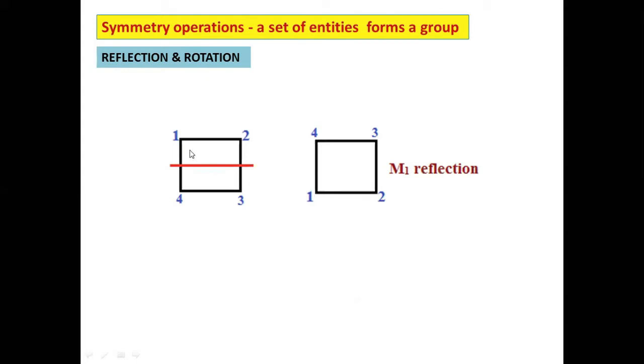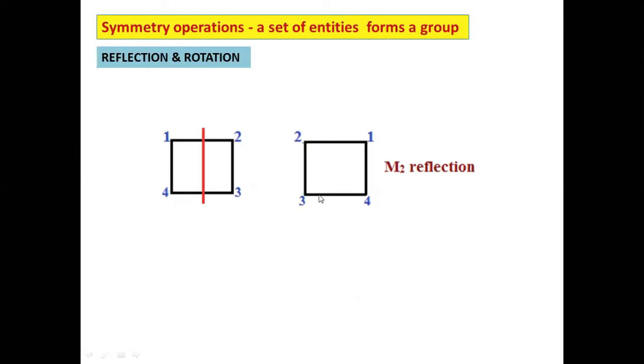This is the first case, the reflection, where a mirror plane is taken, and this mirror plane is kept horizontal. This is one kind of placing the mirror in the square. We get a configuration in which 4 and 3 get reflected into the positions of 1 and 2. So we get a configuration which is indistinguishable. We can count this as one of the symmetry operations, M1 reflection. Another one is the plane kept vertical, and the resulting configuration is also indistinguishable. Let us consider this another symmetry operation, M2 reflection.